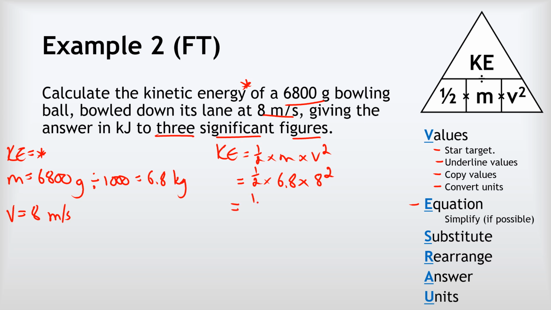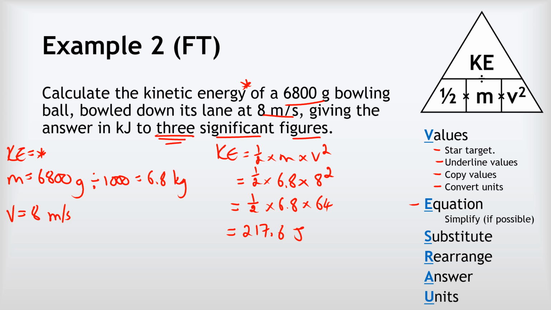Let's do this really slow, so half times 6.8, and that 8 squared becomes 64. Put that all into the calculator and we get a final answer of 217.6 joules. But remember, it asks for it in 3 significant figures.